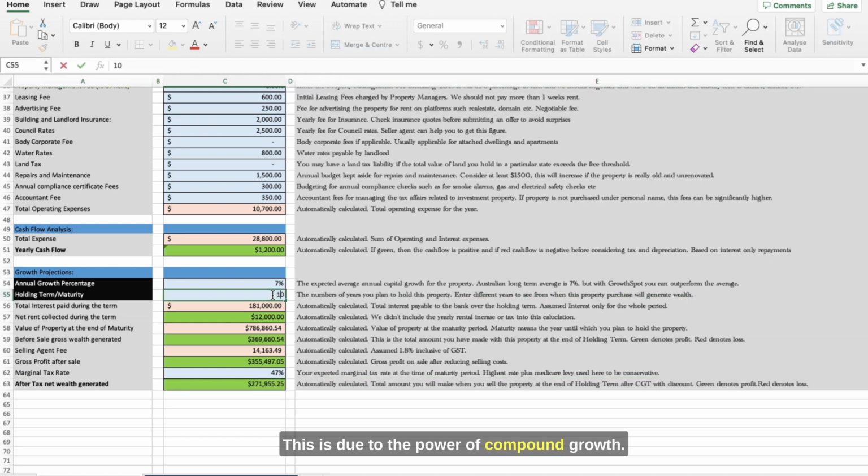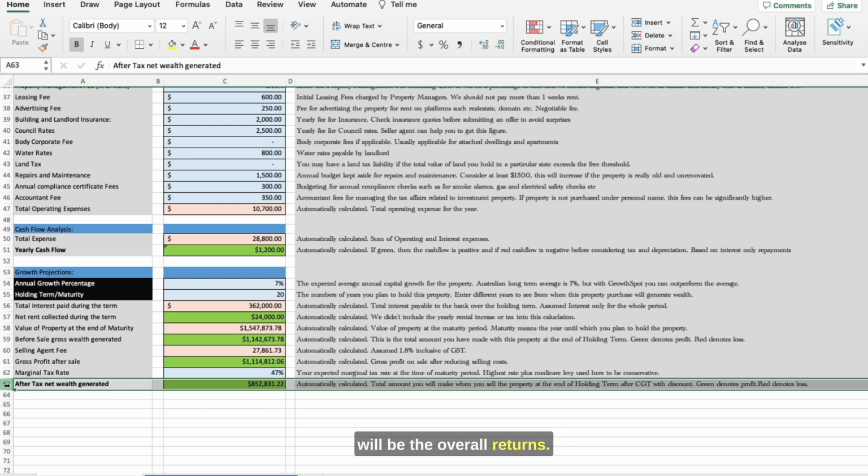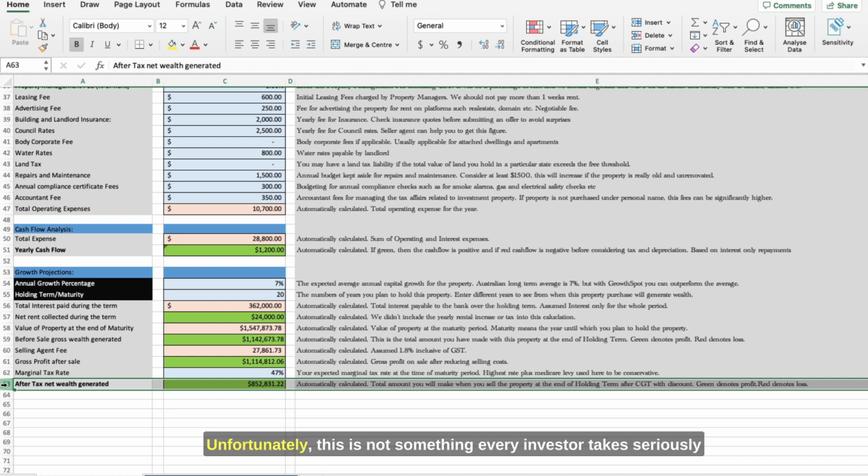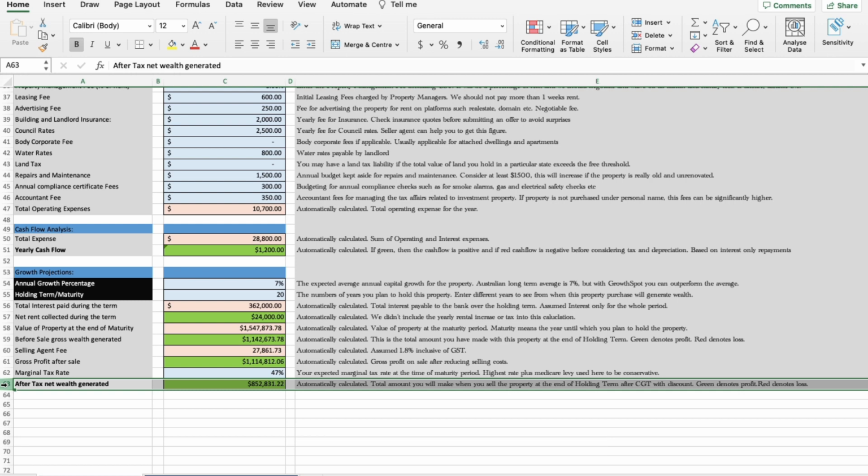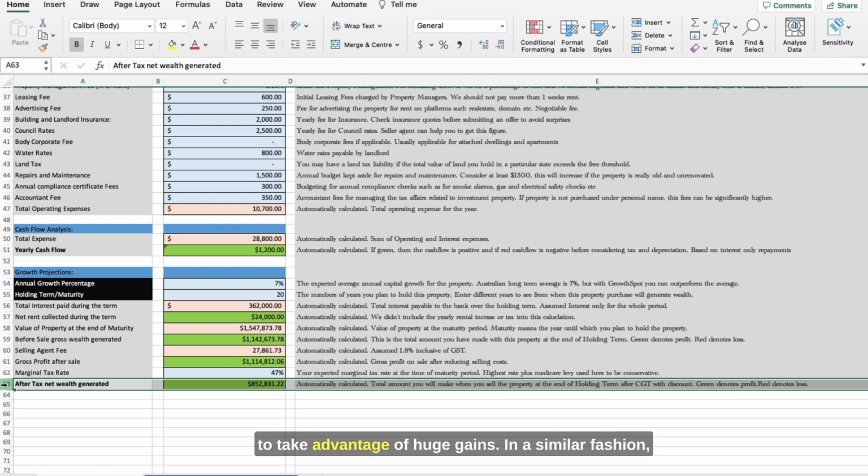This is due to the power of compound growth. The longer you hold, the better will be the overall returns. So, if the property you purchase grows faster in the short term, it will tremendously help compound growth. Unfortunately, this is not something every investor takes seriously, and they only look at the very long term. Investors must pay more attention to understand this concept to take advantage of huge gains.